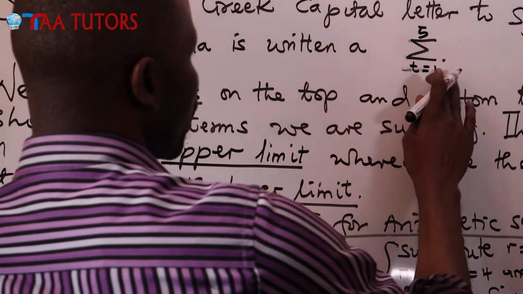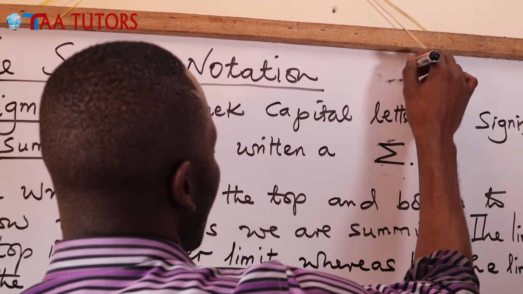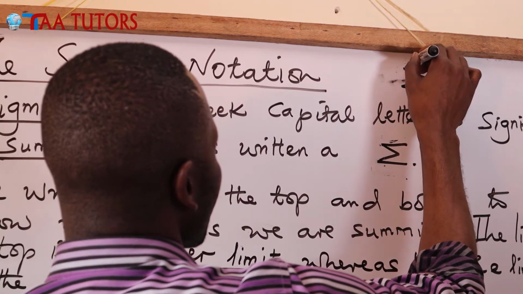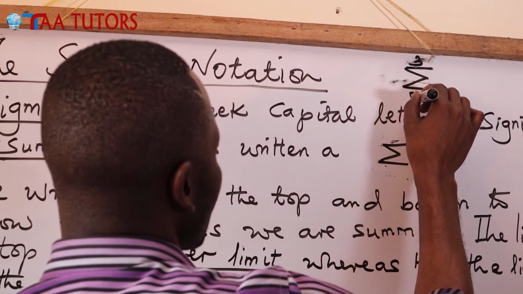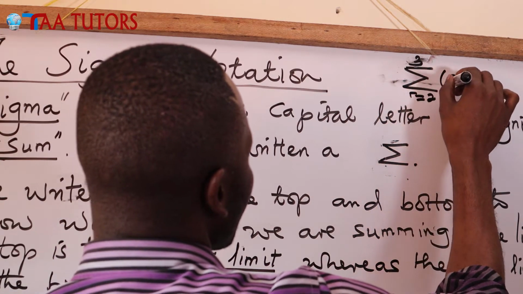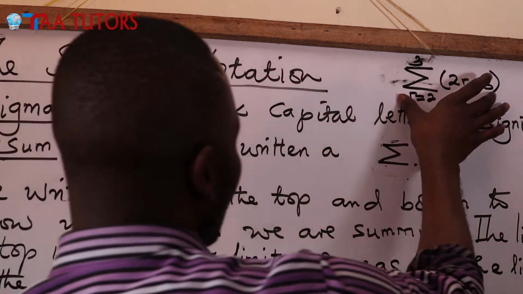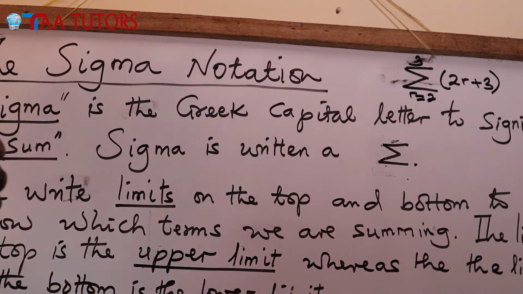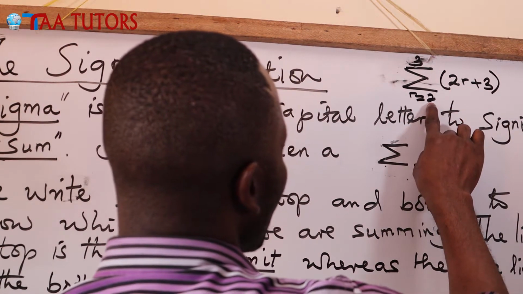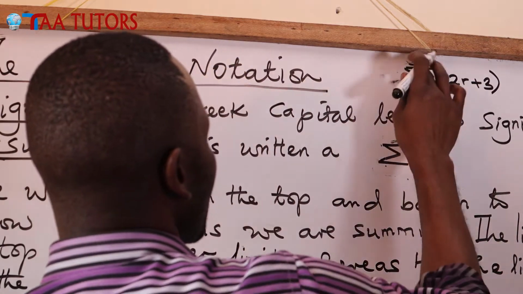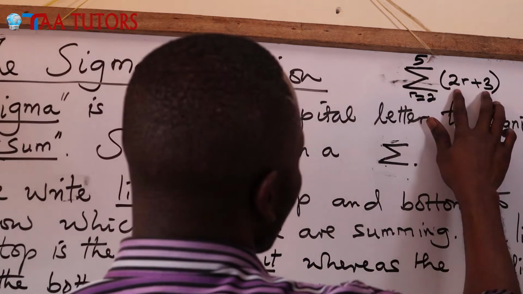Usually the sigma notation is accompanied by a function. So if I have this as the sigma notation, and this is 5, and this is r equals 2, then the function is 2r plus 3. What we are supposed to do with this expression is to get the terms: first when r is 2, when r is 3, up to maybe 5. So we need to get these terms, starting when r is 2.